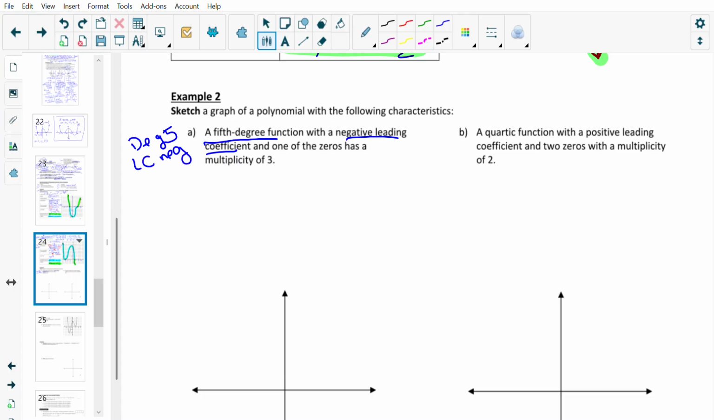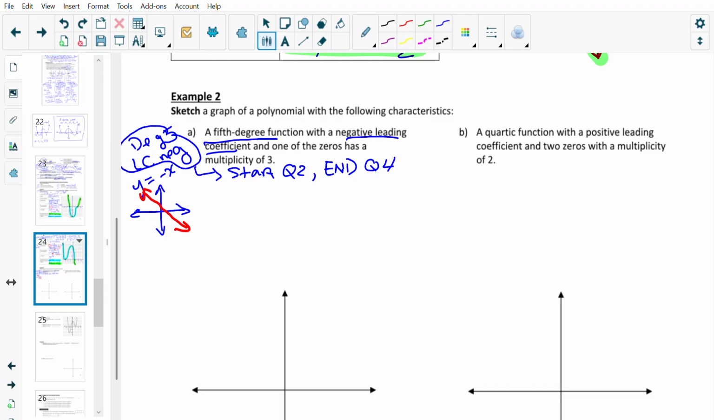So degree of 5, LC negative. Think about the cousin, okay? Y equals negative x. Just like y equals negative x, where does y equals negative x start and end? Y equals negative x does this, right? Okay, so let's start cataloging all the characteristics here. From just this information, I know that we start in quadrant 2 and we end in quadrant 4.